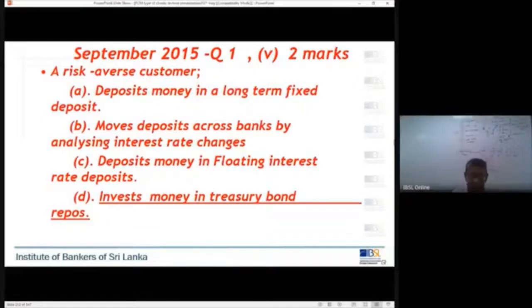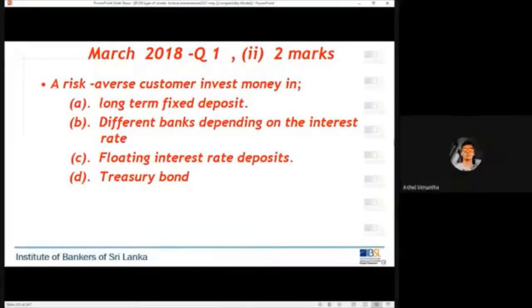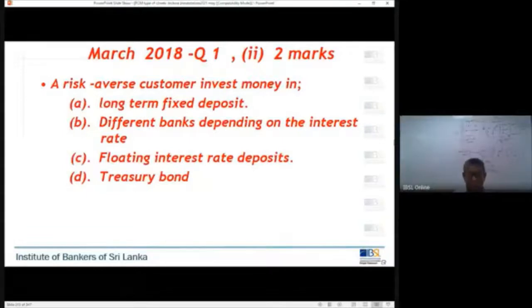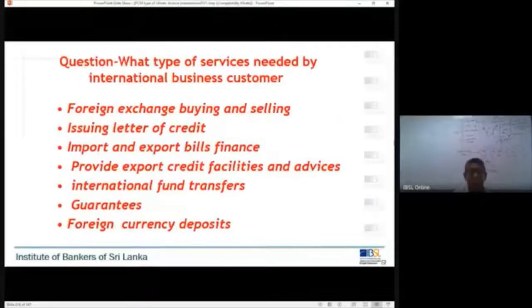Okay, so let's look at the last one. This is a March 2018 question. Same thing, no? What's the answer? A risk averse customer invests money in Treasury bonds. Simple as that, right? If you got the correct answer, good.